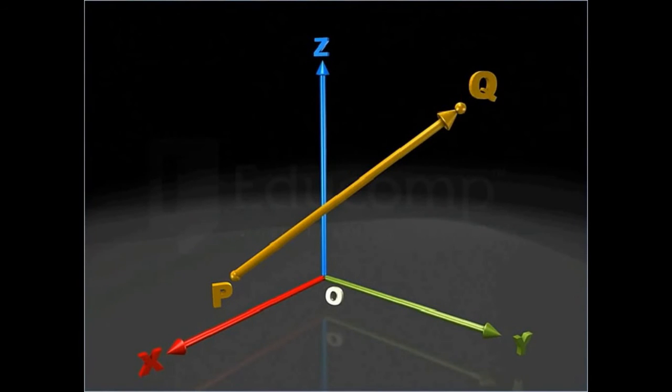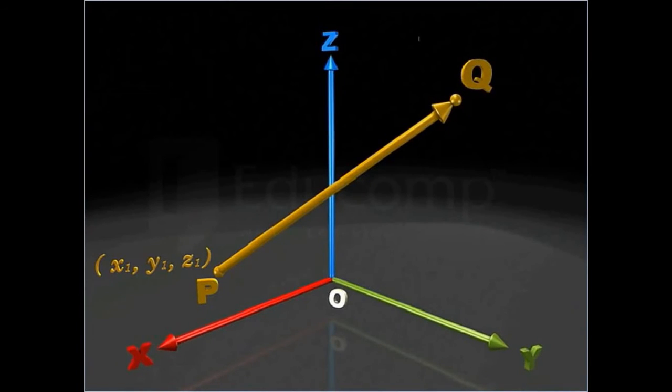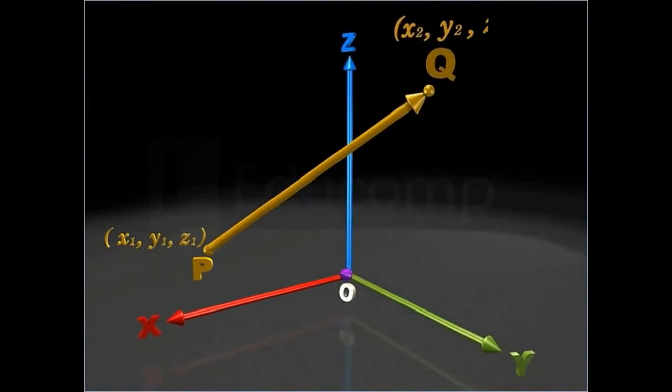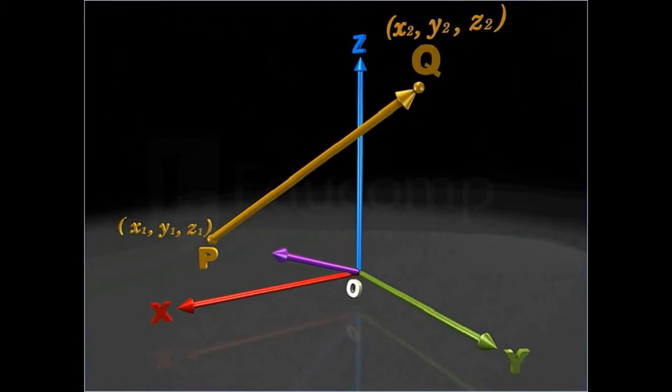Let the coordinates of the point P be x1, y1, z1 and the coordinates of the point Q be x2, y2, z2. Let the position vector of point P with respect to the origin be vector OP, and the position vector of point Q with respect to the origin be vector OQ.